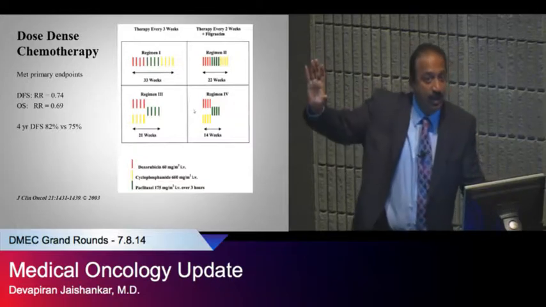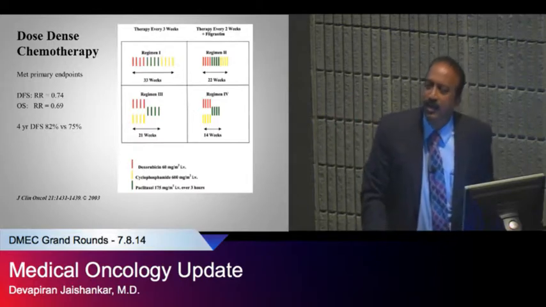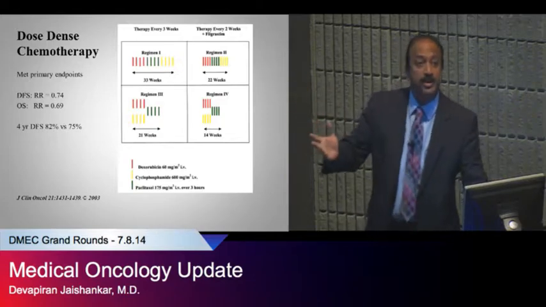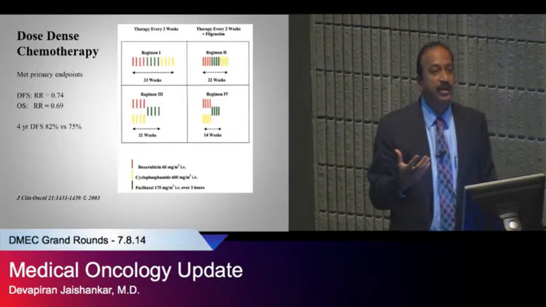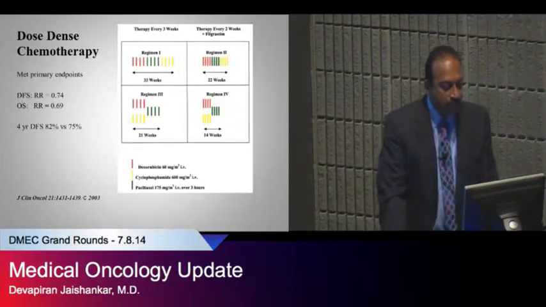So it was always available, dose-dense AC. It was considered a somewhat fancy regimen. You applied it only to the younger, fitter, healthier patient. And we now actually find that you can take an older patient and give them this chemotherapy regimen every 2 weeks with growth factor support with far less infection risk.